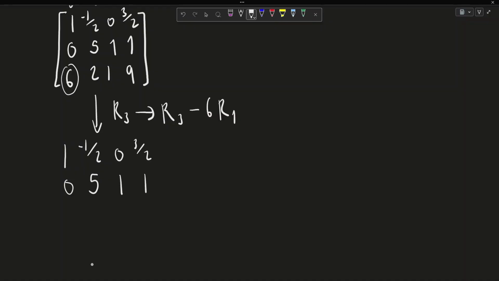And since we've now subtracted 6 here, we then do negative 6 times negative 1 over 2. So we get plus 3. This is also 5 then. We do negative 6 times 0, so this is unchanged. And then negative 6, and then negative 6 times 3 over 2, which is a negative 9, so this is 0.